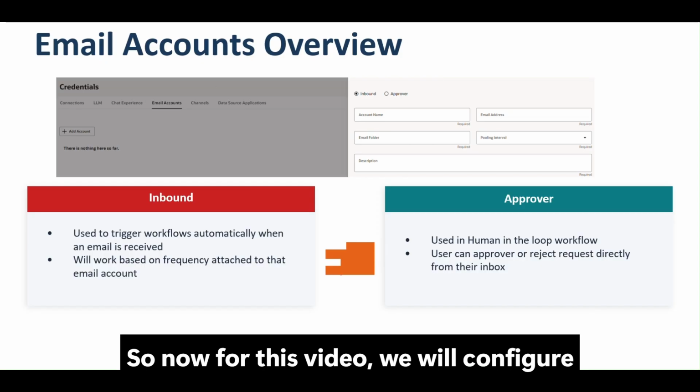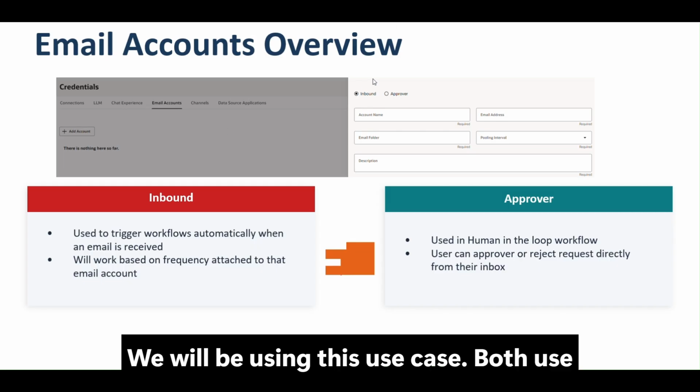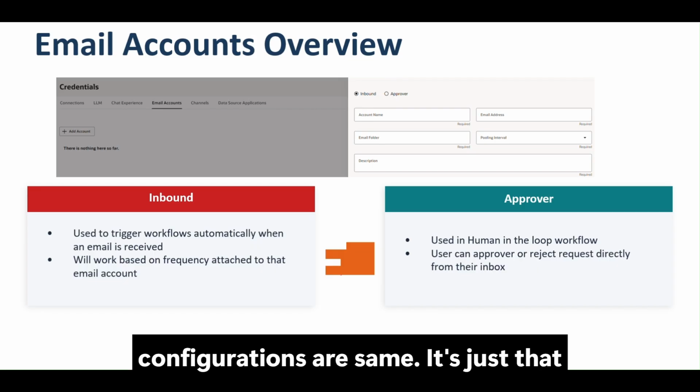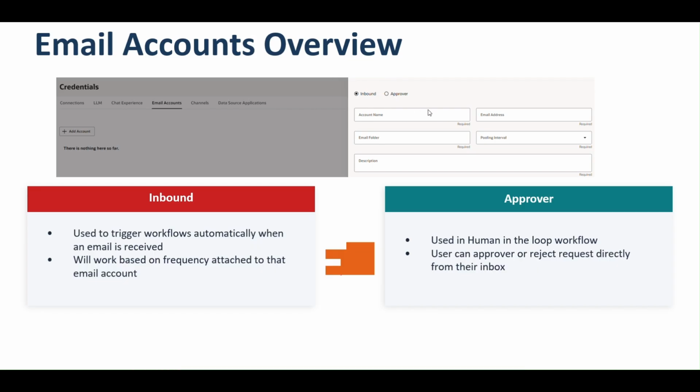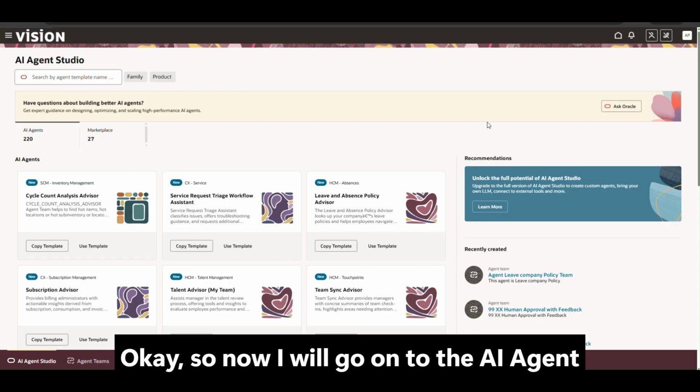So for this video, we will configure a Google Gmail account as an approver. We will be using this use case. Both use cases are the same, and the configurations are more or less the same. It's just that the type is going to change. Okay, so now I will go to AI Agent Studio.